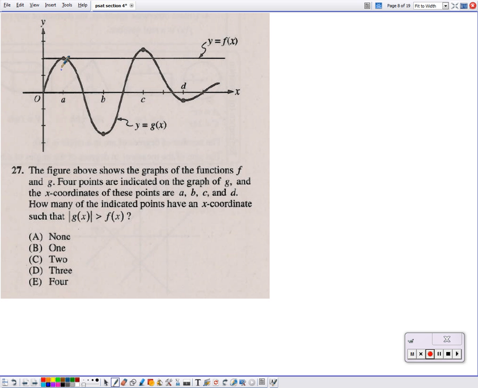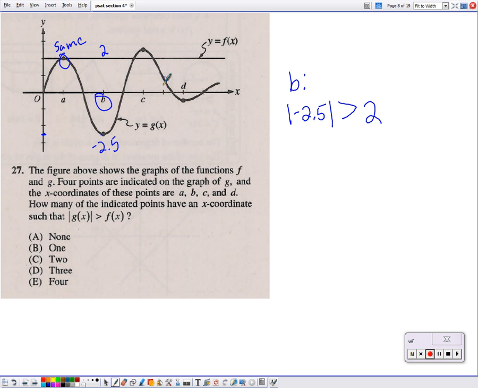At A, they have the same value, the same y value. So these are the same. We go to B. For f of x, we can see it's a 2. And for g of x, we'll say it looks like about negative 2.5. Okay, but for B, because we're looking for the absolute value of g of x, the absolute value of negative 2.5 is bigger than 2, so that's 1. We'll circle it.